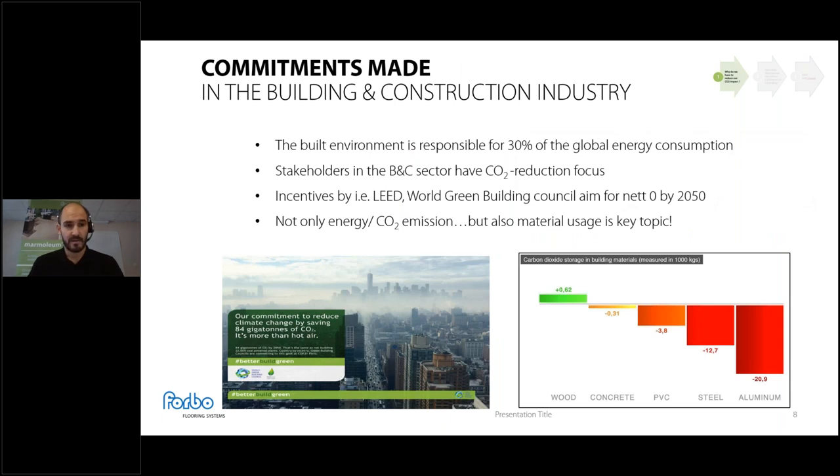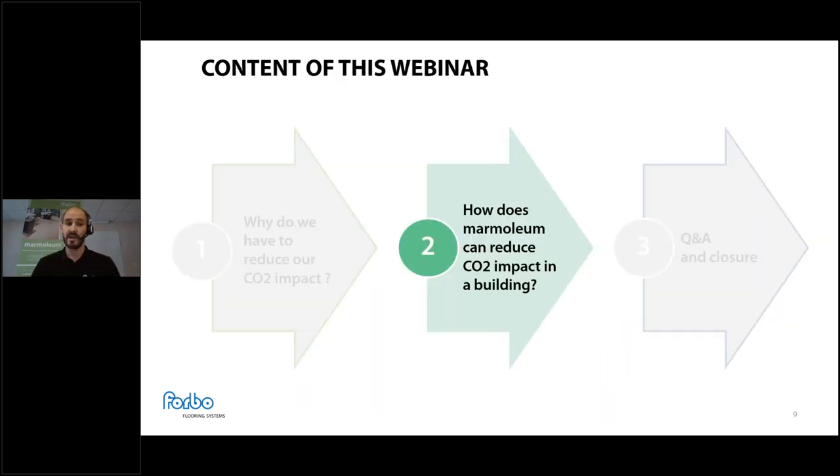For the building sector, how can we contribute? The built environment is responsible for 30% of global energy consumption. This is very important. So the building and infrastructure sector has a CO2 reduction focus. That is why you can find more and more incentives thanks to LEED certification, BREEAM certification, and the World Green Building Council, who would like to reach the target of zero CO2 emissions. Not only energy, but CO2 emission is a key topic. So this is why we have to reduce.